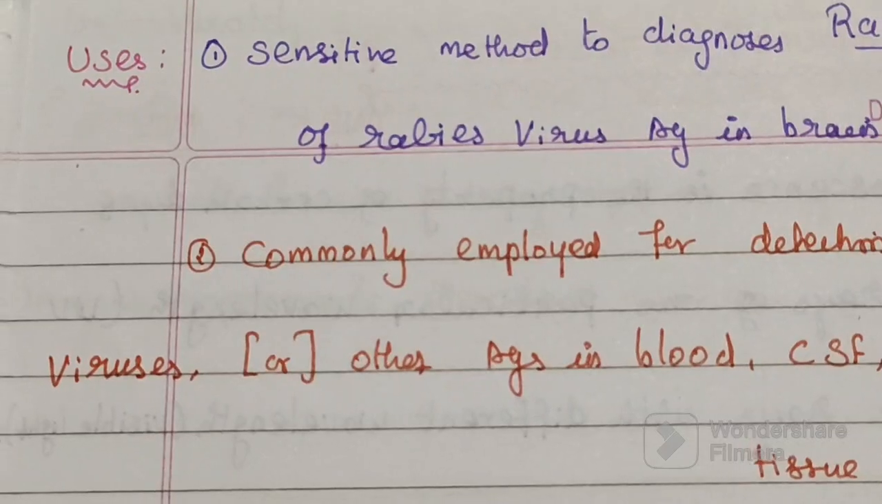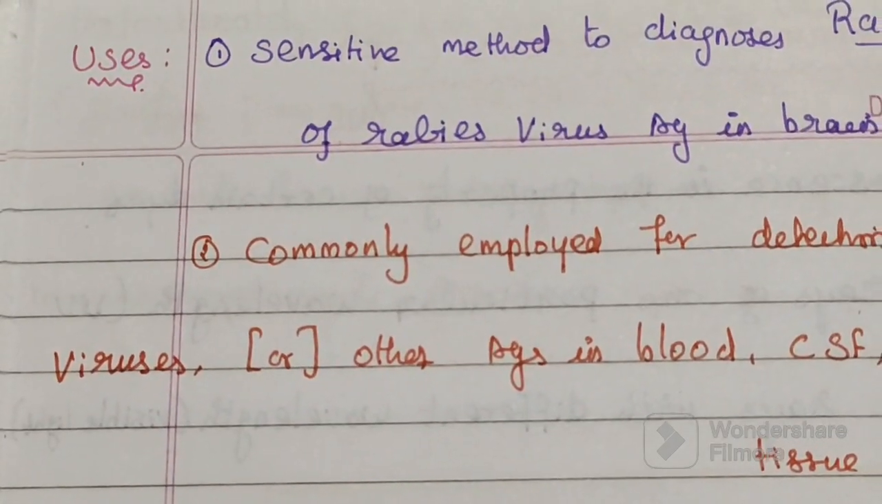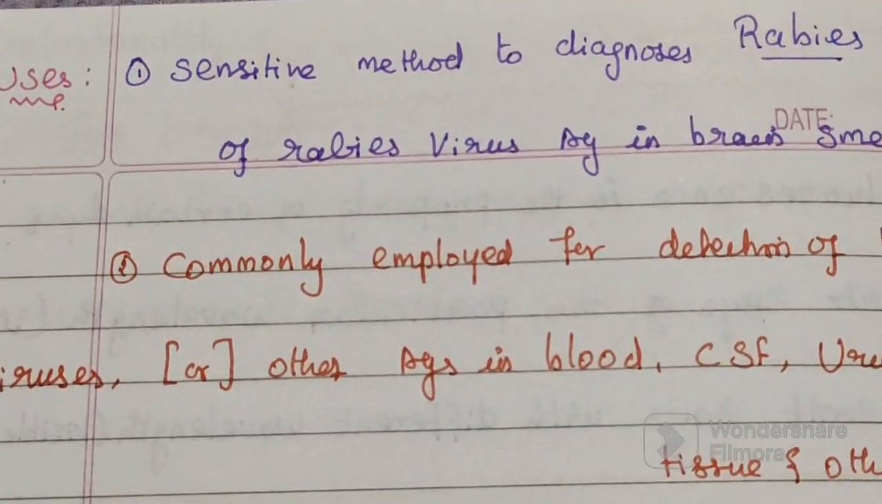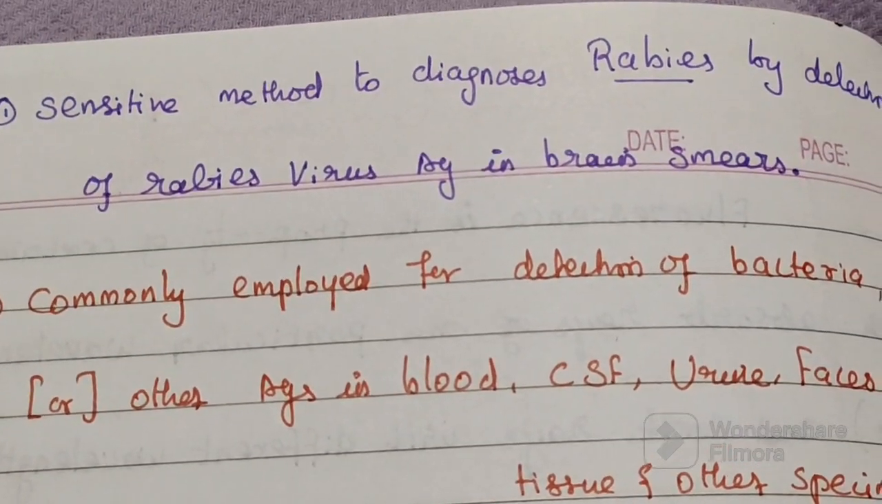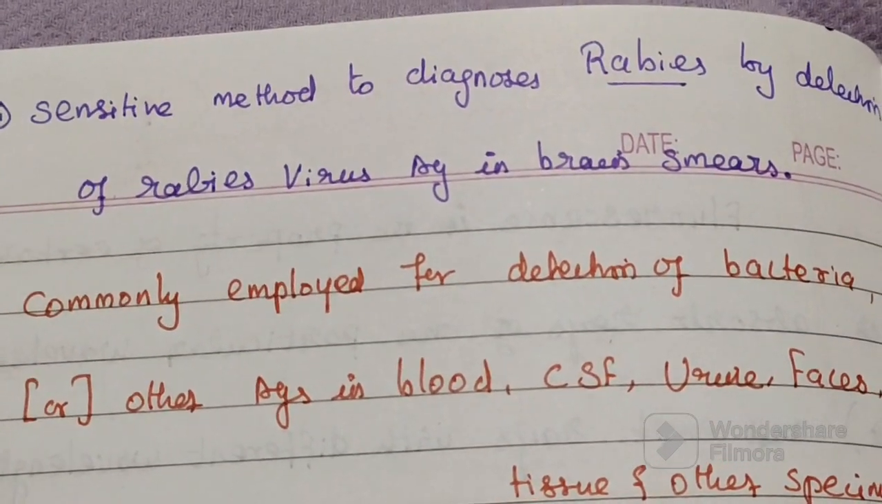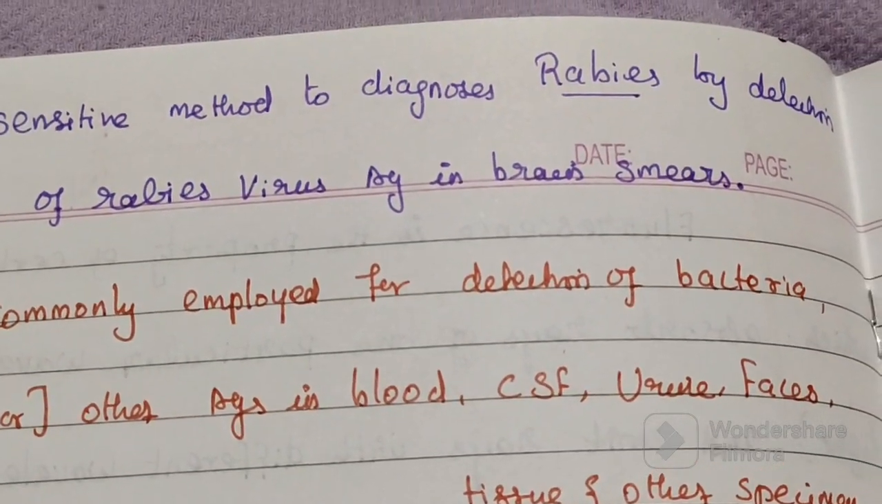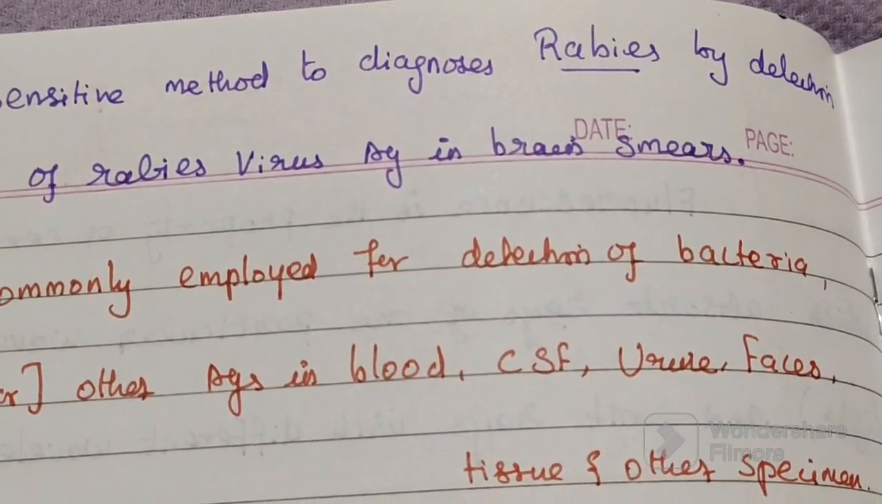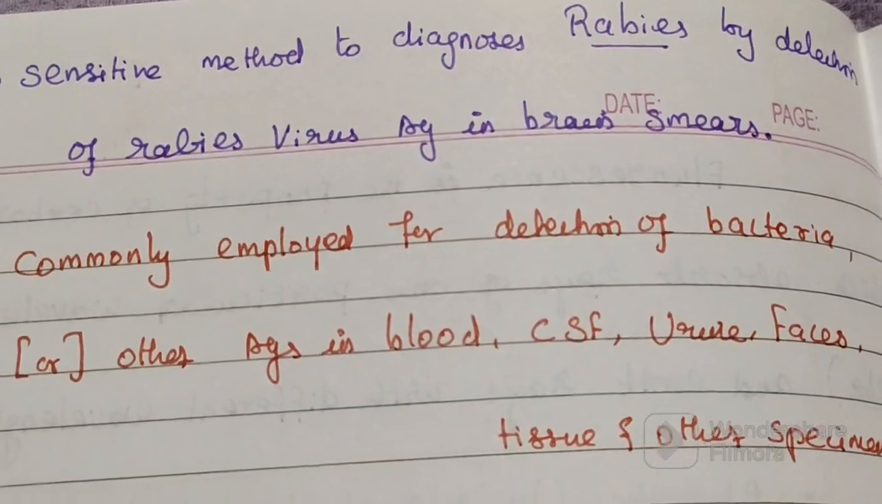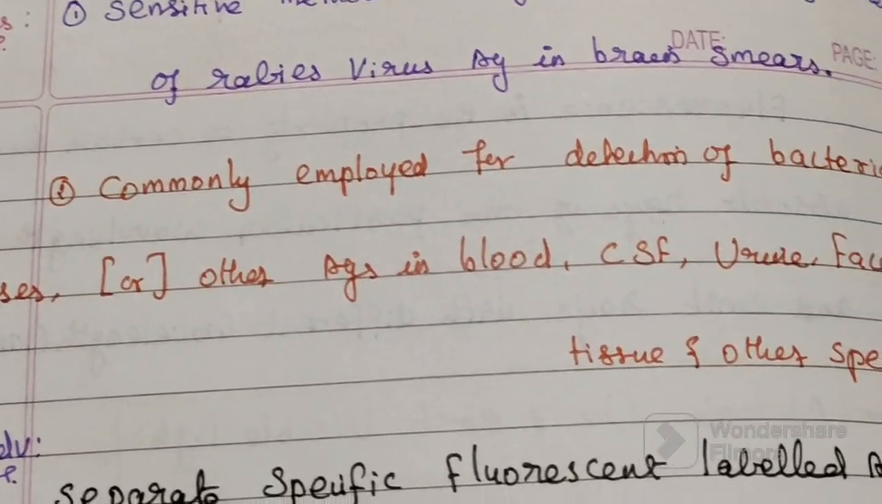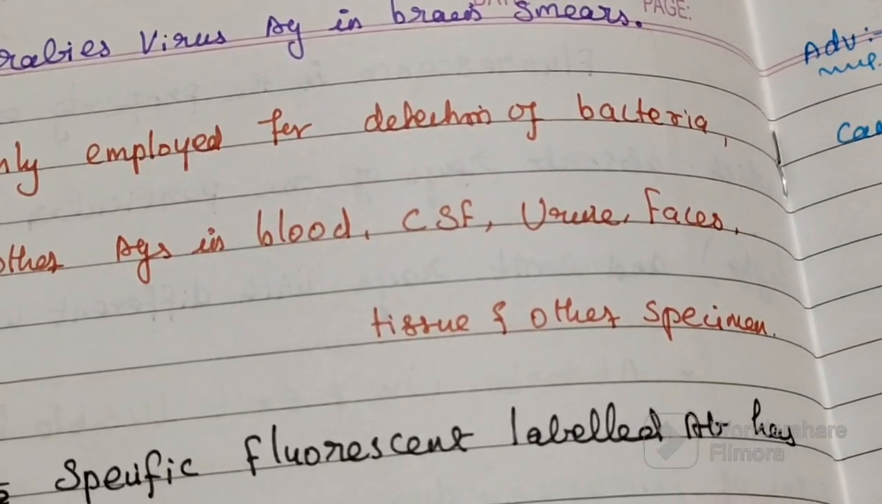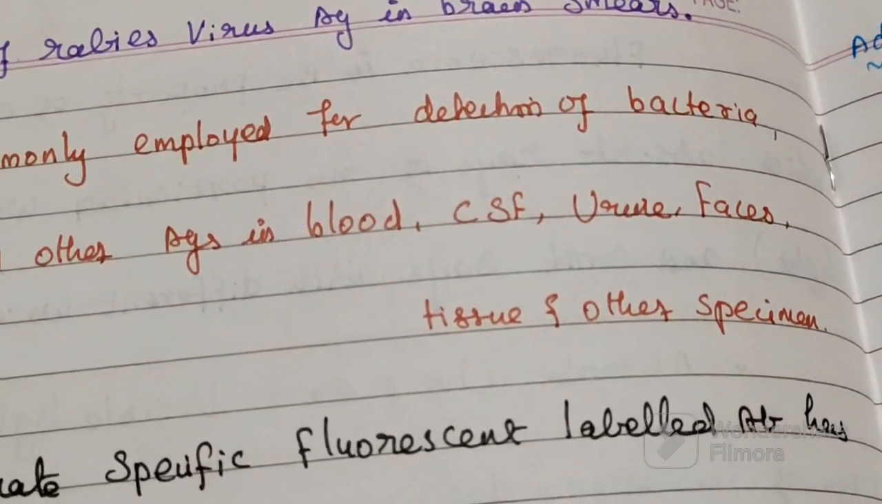Now coming to uses. What are the uses? Most important, it is a sensitive method to diagnose rabies by detection of rabies virus antigen in brain smear. It is commonly employed for detection of bacteria, viruses, and other antigens in blood, CSF, urine, feces, tissue and other specimens.